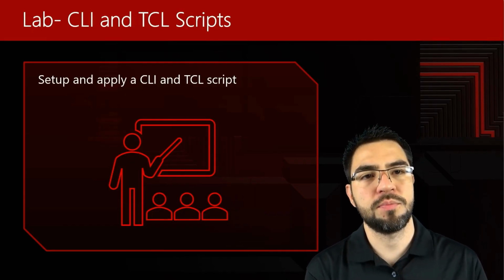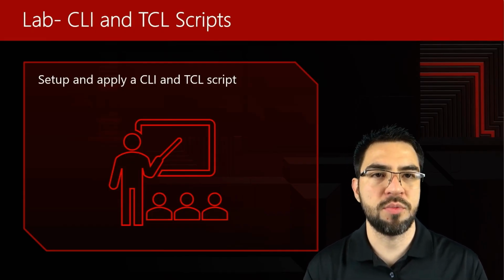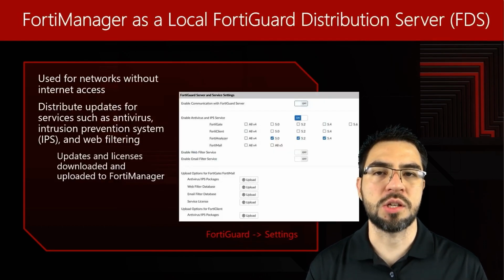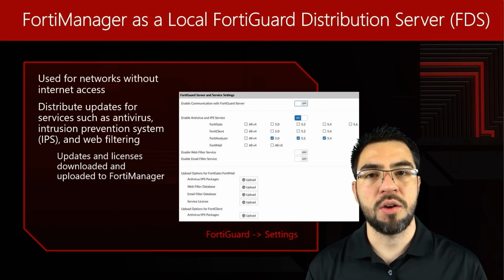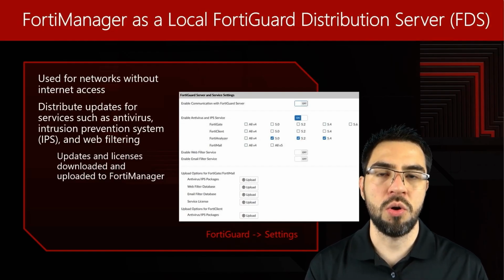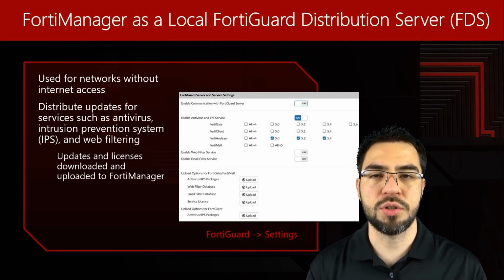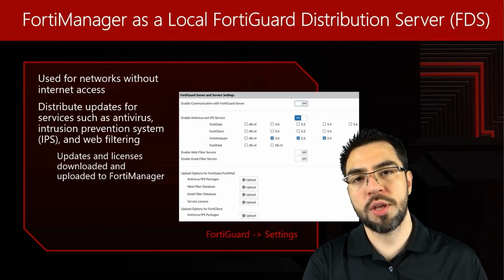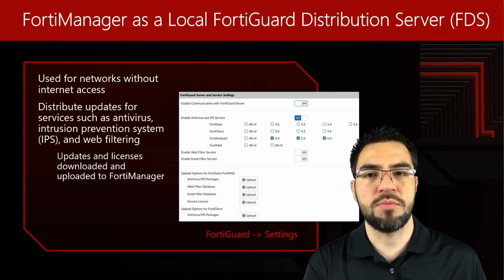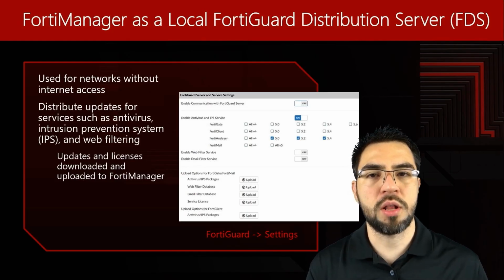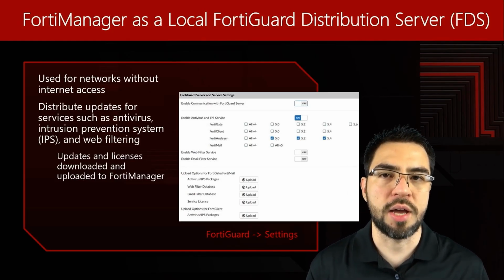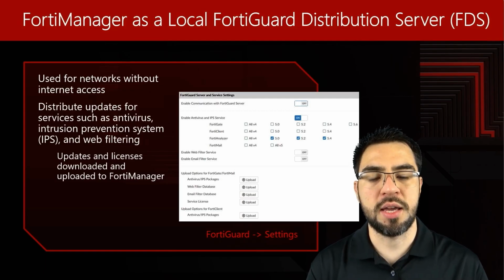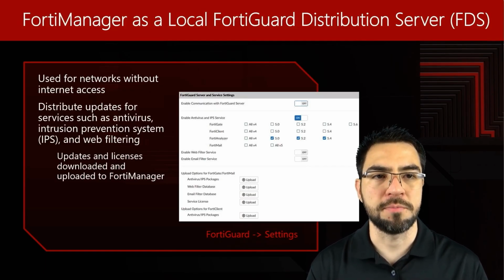And before we jump to the lab, just a few more slides. FortiManager, as we discussed earlier, can be configured to be our local FortiGuard distribution server. So FortiManager will go to the cloud, get all the information from FortiGuard, and store it locally so we can distribute that on our network, which is going to be faster, and it can also save us time and money.